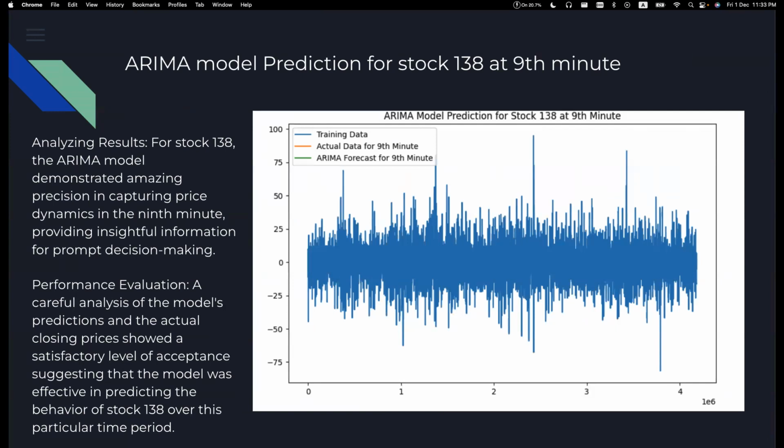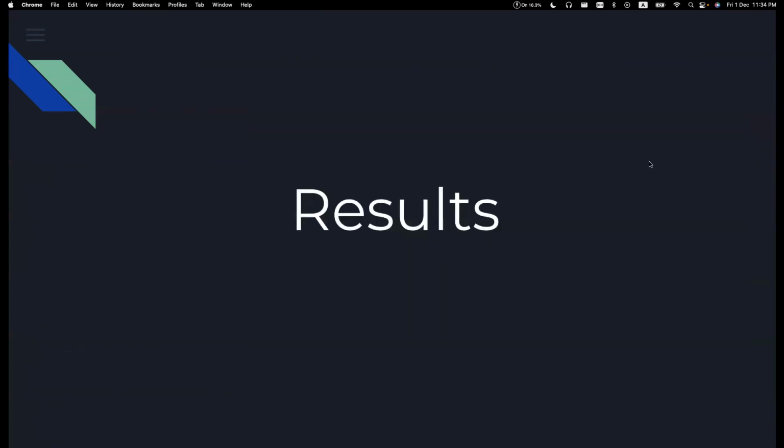Yeah, so this is the ARIMA model prediction for stock 138 at the 9th minute. Analyzing the results for stock 138, it demonstrated amazing precision in capturing the price dynamics in the 9th minute, which is insightful information for prompt decision making. For the performance evaluation, a careful analysis of the model's predictions and the actual closing prices showed a satisfactory level of accuracy, which suggests the model was effective in predicting the behavior of stock 138 over this particular time period. The next slide will be covered by my classmate. Next slide.